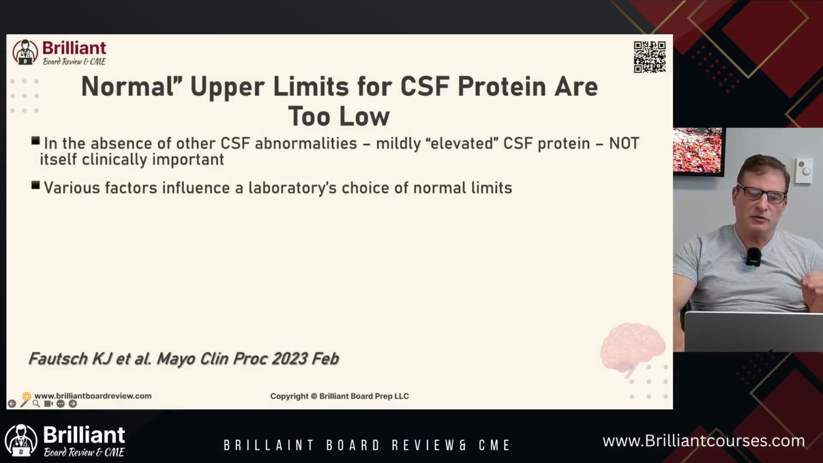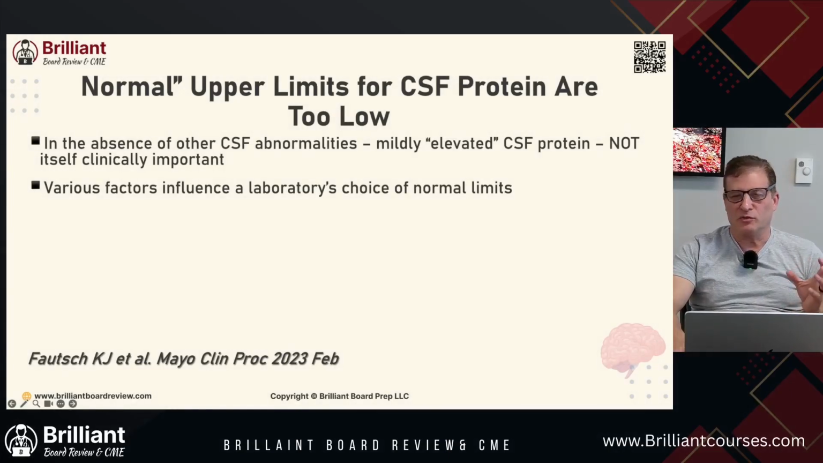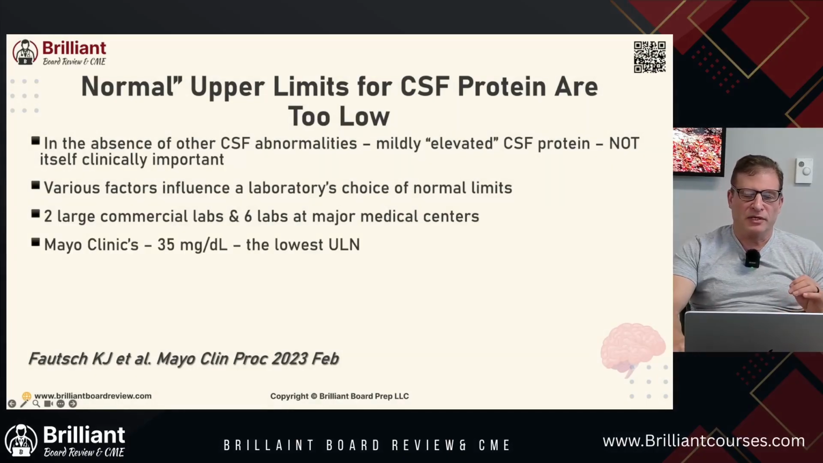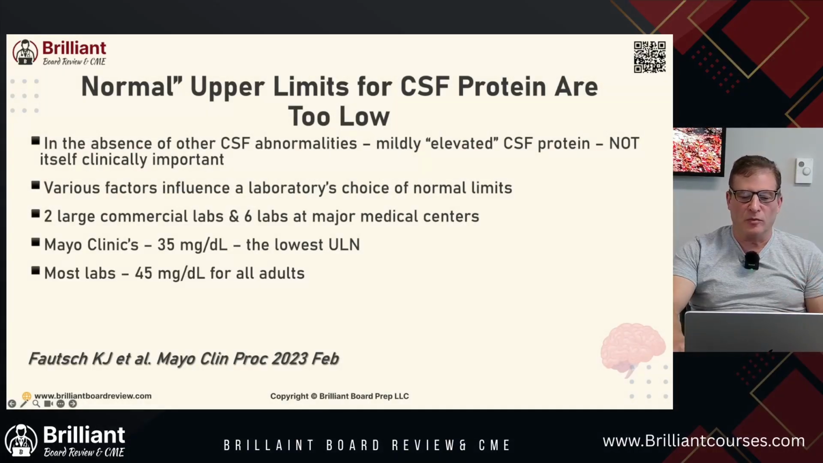Various factors influence a laboratory's choice of normal limits. Usually laboratories get the norms in your community. The study looked at 2 large commercial labs and 6 labs in major medical centers. Mayo Clinic uses 35 as the lowest upper limit of normal, so it's kind of all over the place. Most labs use 45, as we discussed.